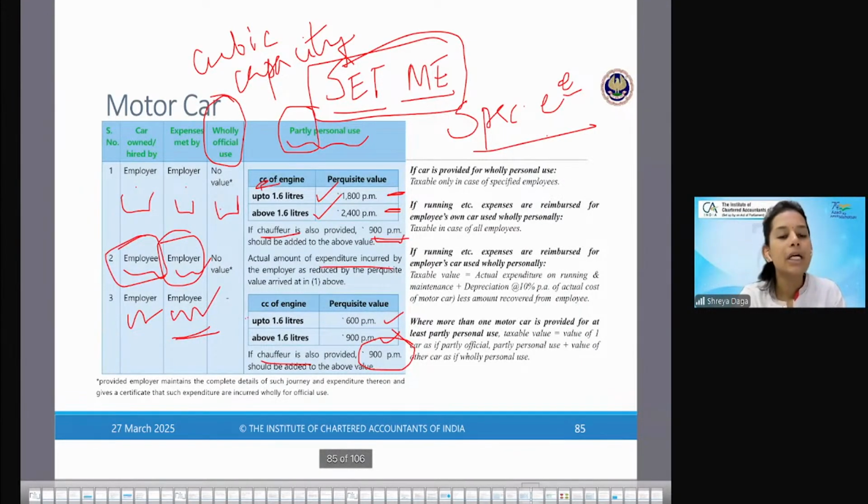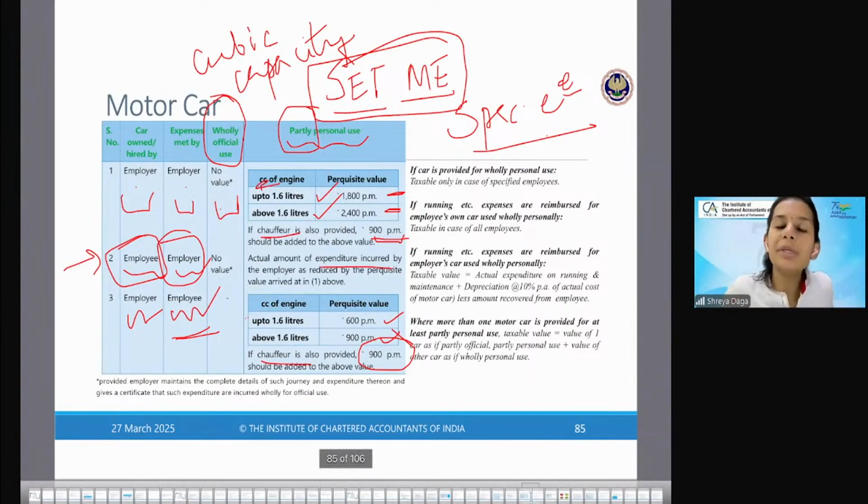right? So how will you remember? Remember like this: if the employee owns the motor car, then the only thing the employer can do is maybe make good the running and maintenance expenses. So the taxable value should be the amount of expenses reimbursed. Okay. But if the employer has the car, whether owned or hired, then you need to see who is meeting the running and maintenance expenses. If the employer is meeting the running and maintenance expenses, then he is giving a lot of benefit to the employee.